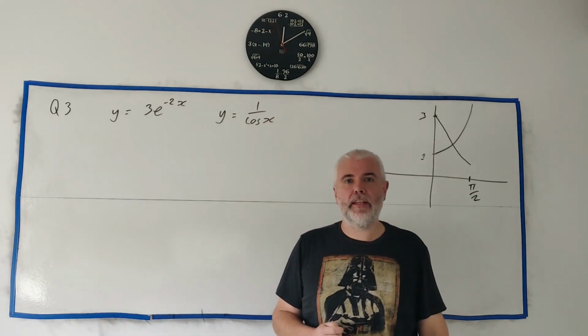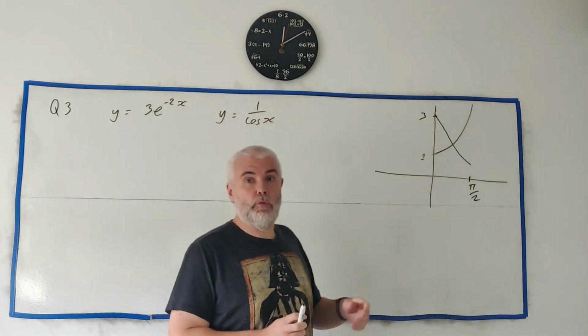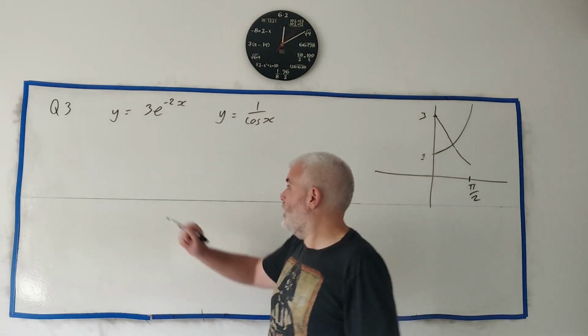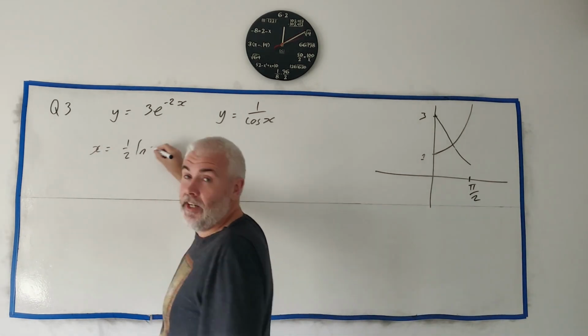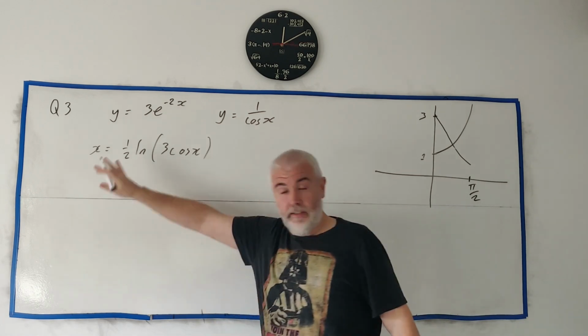Okay, for part B, they want you to show that the x coordinate, the point of intersection here, is x equal to a half natural log of 3 cosine x, let me write that out. They want you to show that.